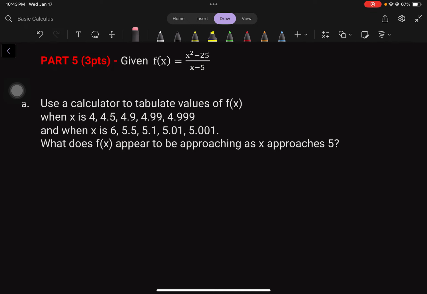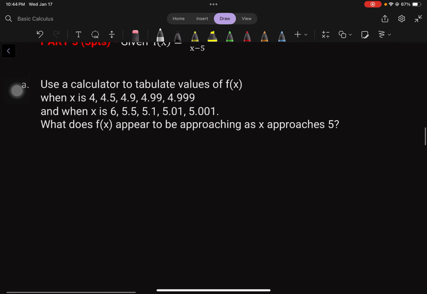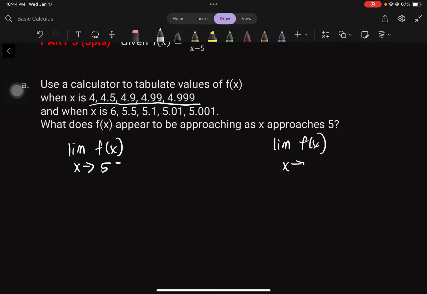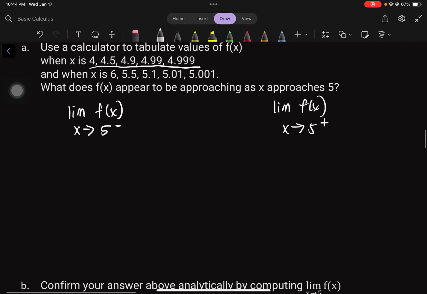approaches. So here, it says x approaches 5. So let's have our table. This is the limit of the function as x approaches 5, but which side? The left side. And here, the limit of f of x as x approaches 5 from the right. So, using the table of values, we will just follow this.